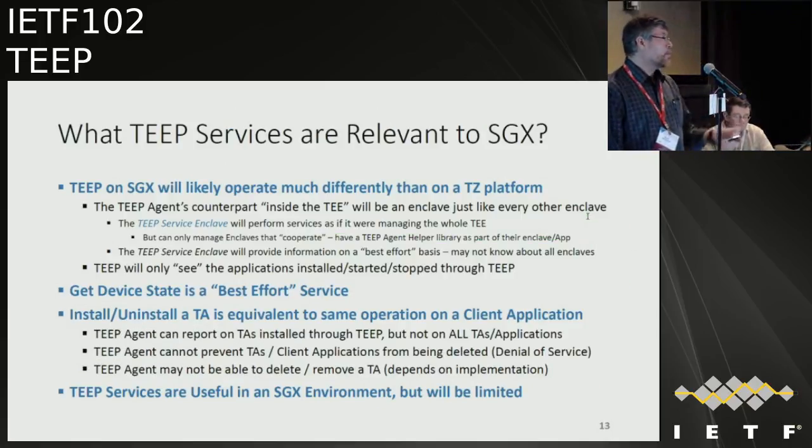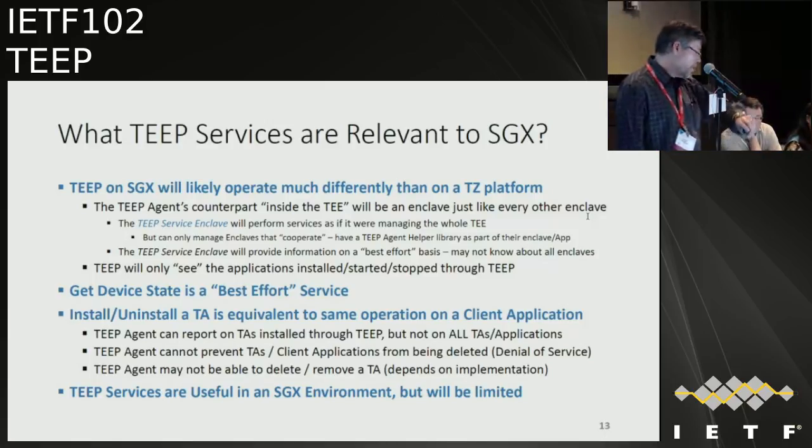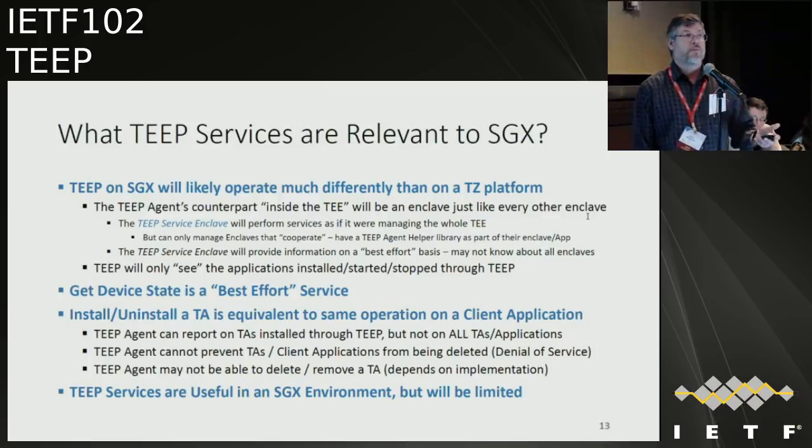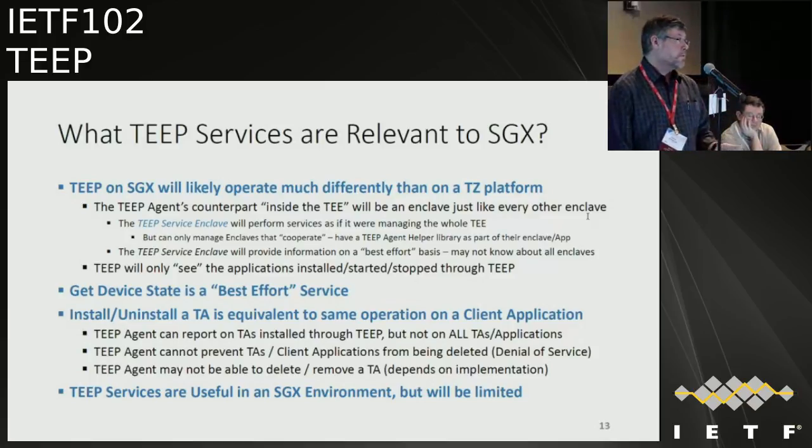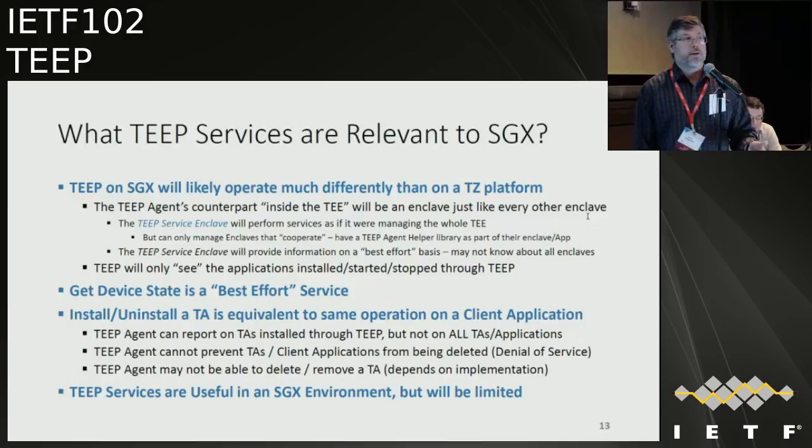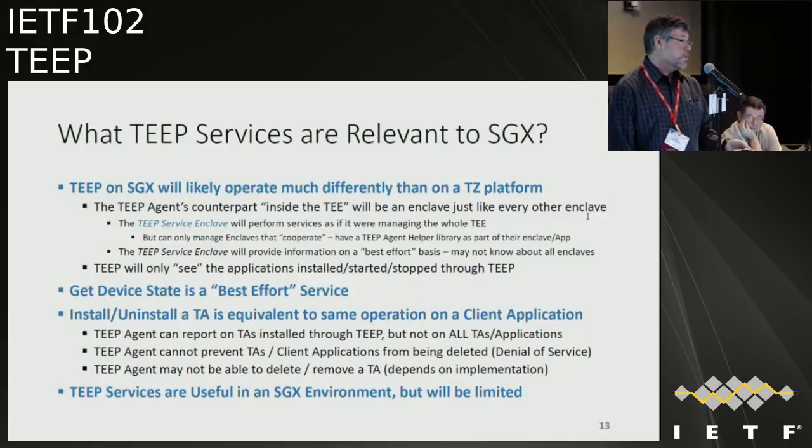So let me transition more into some pictures where maybe we can have some more conversation about this. Out of these things, with some of these SGX idiosyncrasies discussed, what's relevant as far as TEEP services goes? If we had TEEP on an SGX platform, it would operate quite a bit differently than some of the flows that are currently described. The TEEP agent's counterpart inside the TEE would have to be an enclave, just like any other enclave. And it wouldn't really have this omnipotent universal knowledge about what's going on inside. So the only thing that it could really do is a best effort.